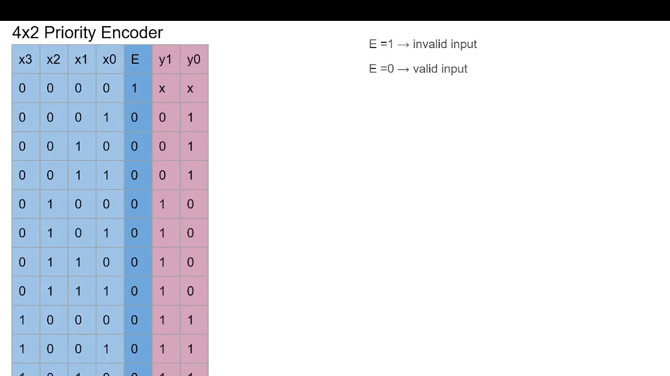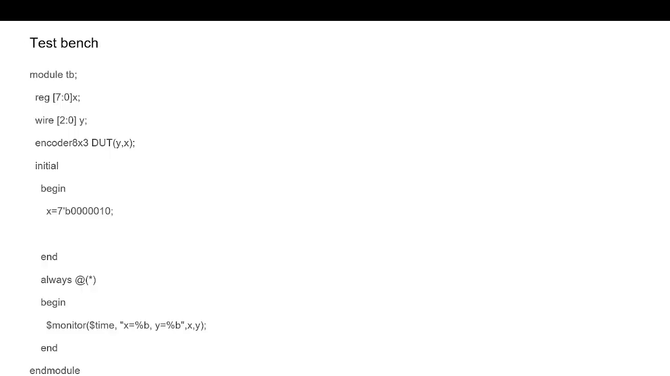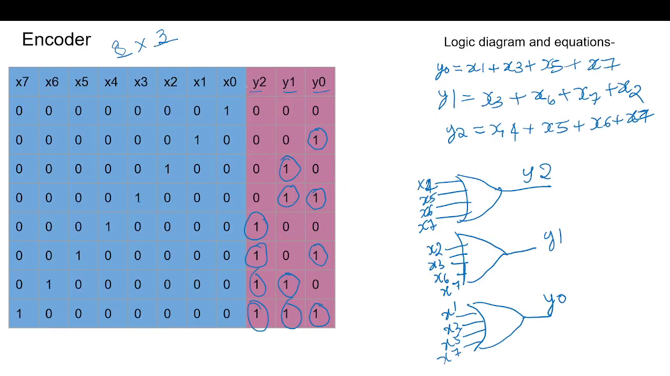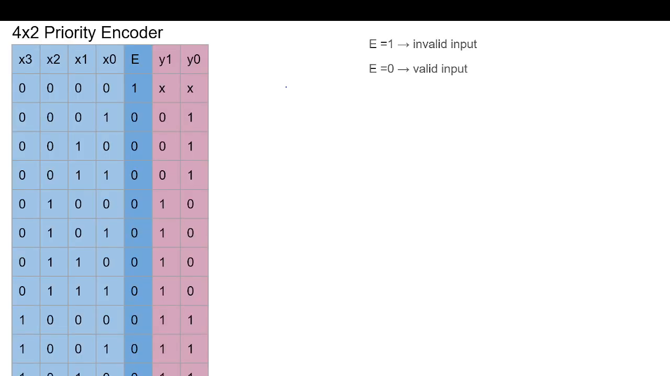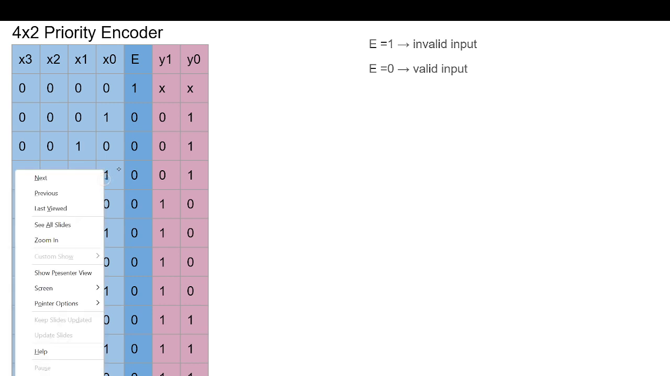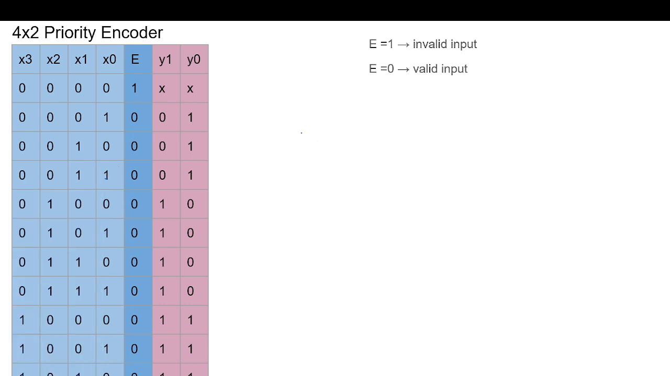In the priority encoder, in the previous encoder, only one bit will be set to 1, any one of the inputs is assumed to be 1, and then we write the code. But in a priority encoder, more than one input can be 1 and we assign priority to it.